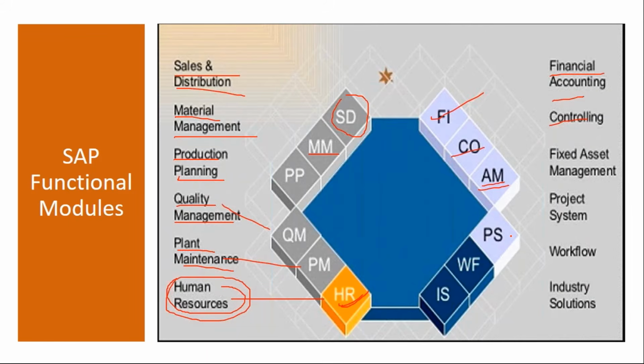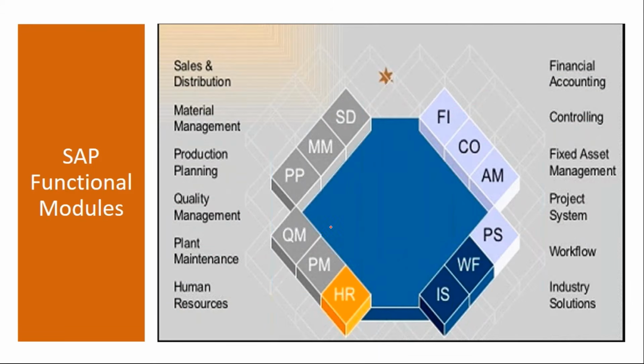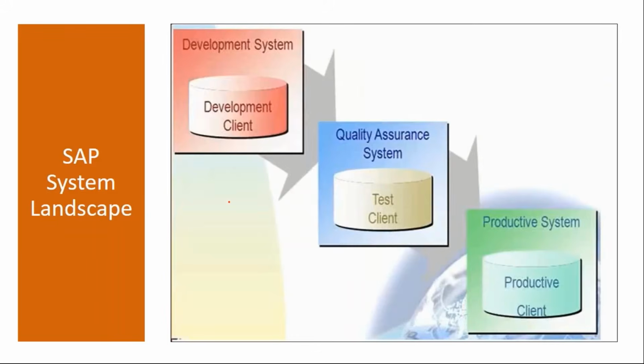And for projects, let's say a company wants to construct a new building, all the building construction activity, cost, labor, material handling, everything is handled by the project system. So these are the functional modules in SAP, taking care of the business processes. Here we are going to learn MM, materials management. Now we will understand the SAP system landscape.